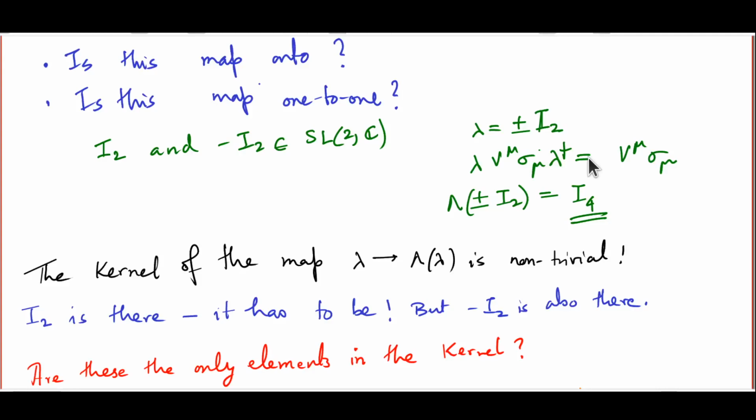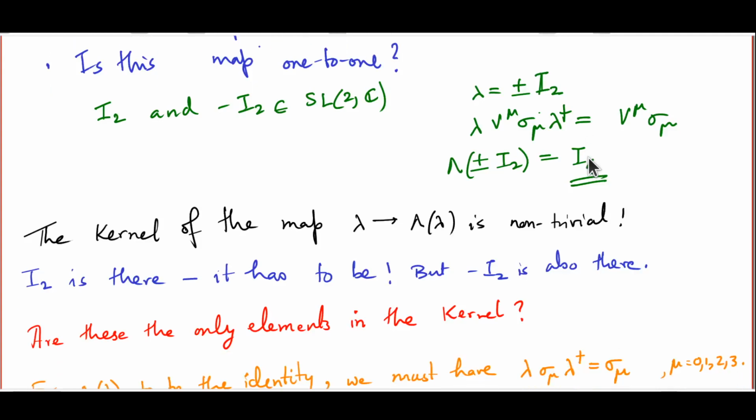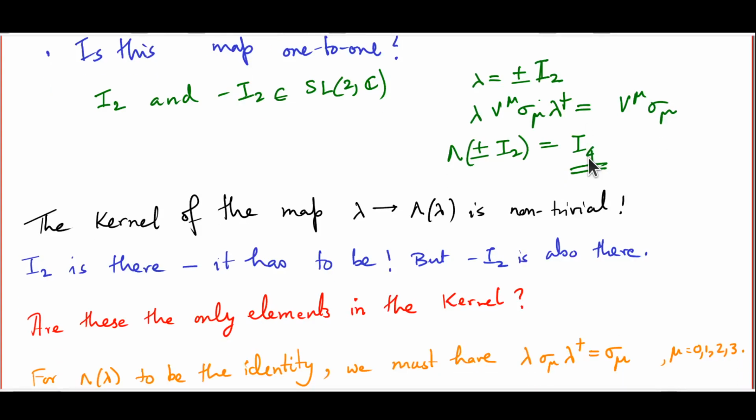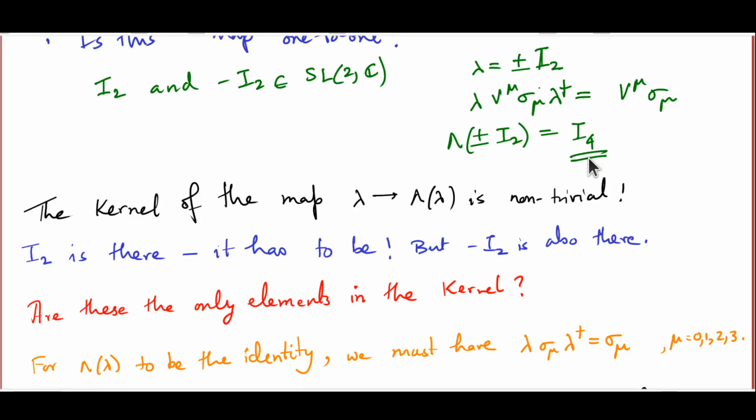A bit of thought will show you that in order that a particular matrix lambda is in the kernel, that is, for capital Lambda of small lambda to be the identity, we must have the following condition: lambda σ_μ lambda dagger must equal σ_μ for each one of the μ's going from 0, 1, 2 and 3. So our approach would essentially be to see exactly what these conditions say about the matrix lambda.